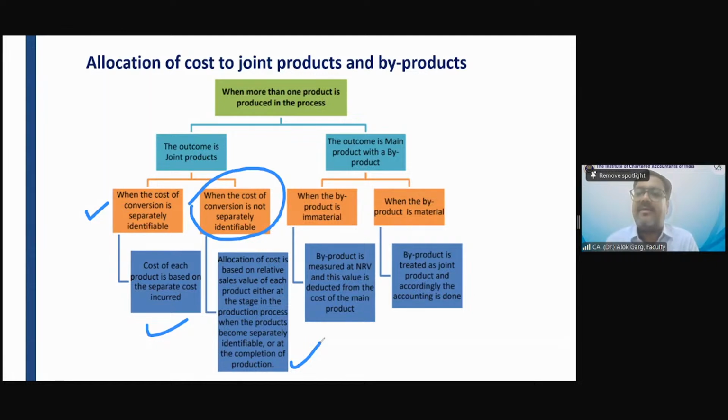1 lakh multiplied by 100. 10 lakhs. 1 crore. So friends, just allow me a second.